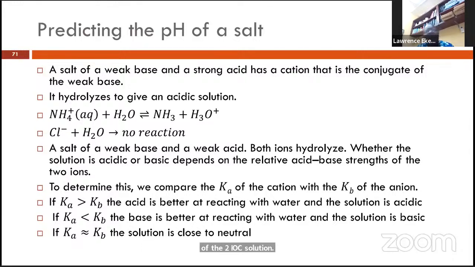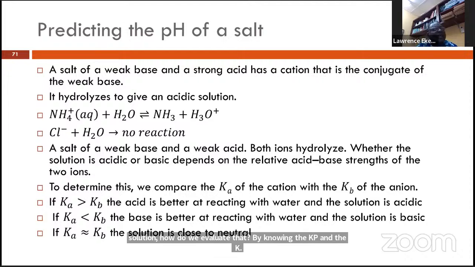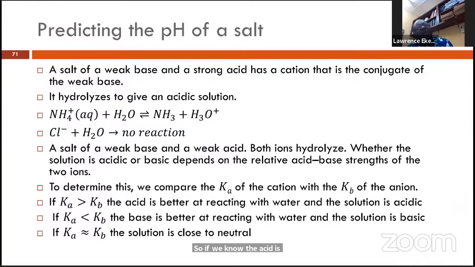Now, talking about the strength of the two ions in solution, how do we evaluate that? By knowing the Kb and the Ka. So if we know the acid dissociation constant Ka and we know the base dissociation constant Kb, then we can now know which of them is stronger.